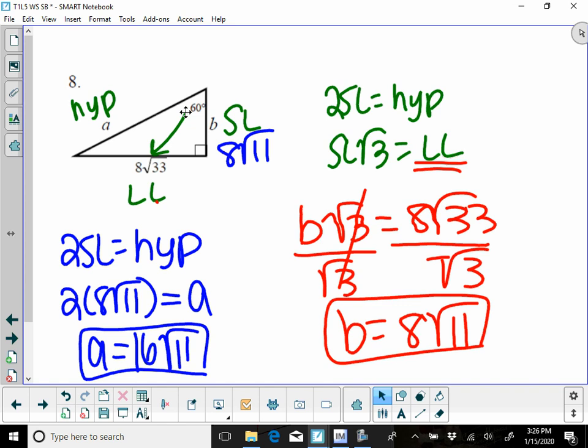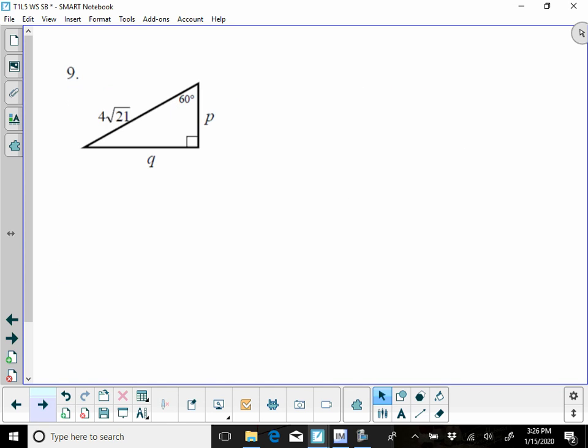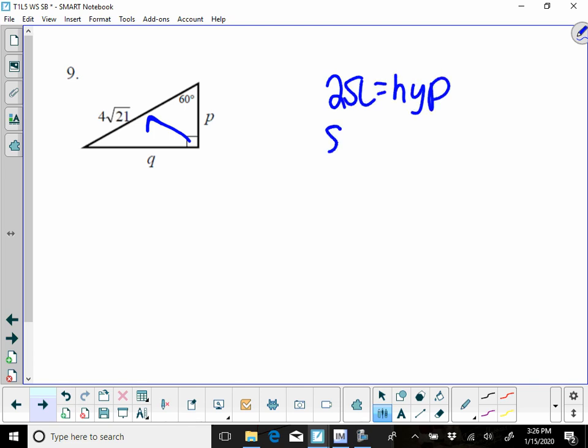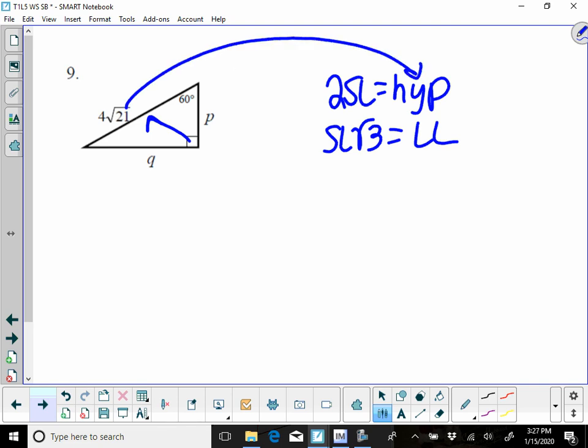All right, and then I think I have one more here that I'm going to work out. Problem number 9. All right, so on number 9, you were given the hypotenuse. So twice the short leg is the hypotenuse. Short leg times square root of 3 is the long leg length. So since we're given the hypotenuse, we're going to go to the hypotenuse formula.